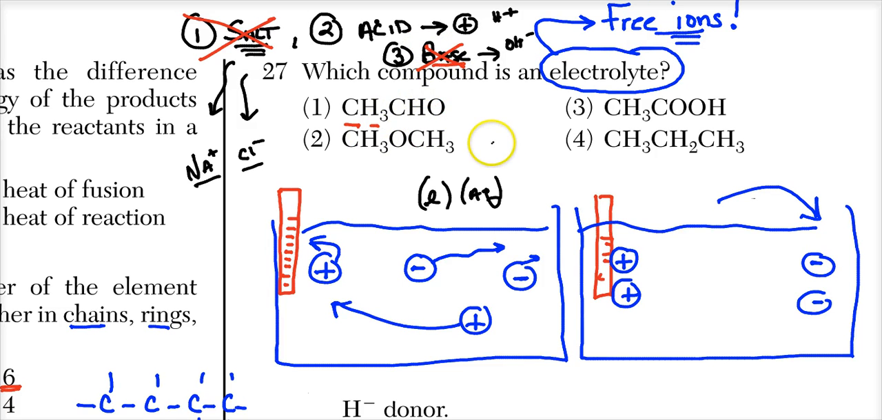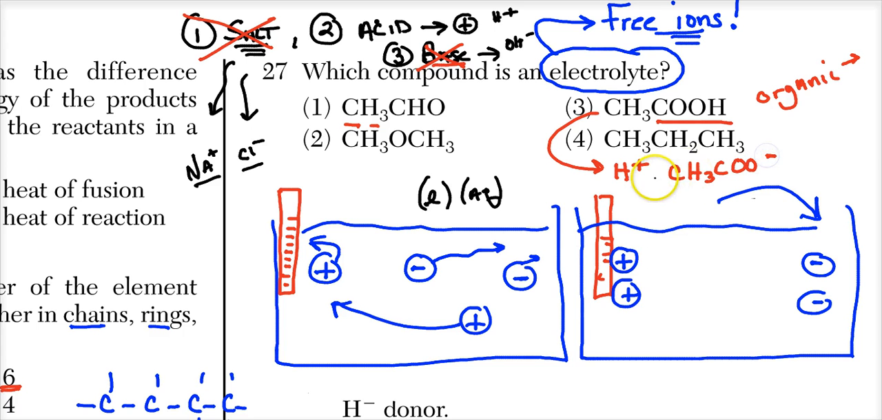The question is, can you find me an acid? And you should know that the COOH group is an organic acid. And organic acids, like all acids, dissociate into ions. This is going to produce H pluses. And what's remaining is going to be CH3COO negative, which we'd call the conjugate base. This is an acid.